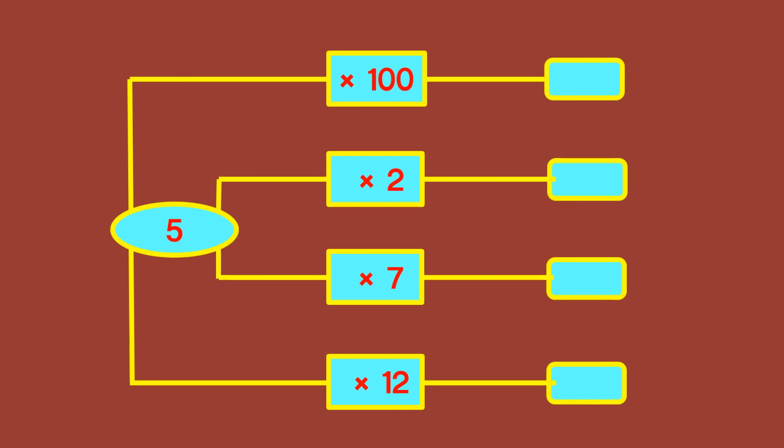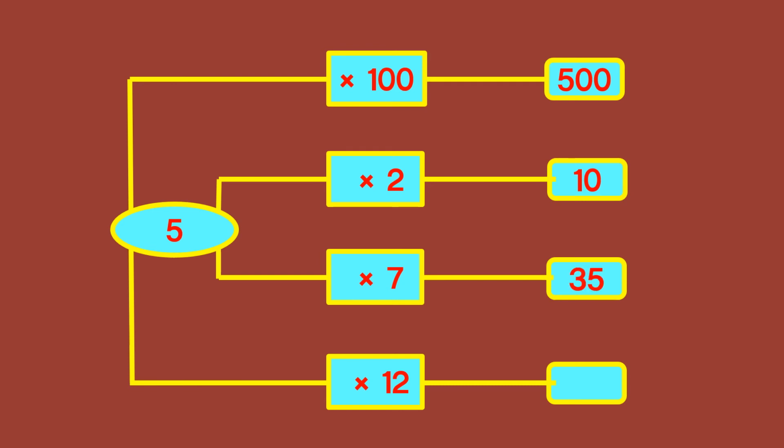Now have a look at this table. So I'm going to go through the branches. 5 multiplied by 100. So what is the answer? Yes, that is 500. Then we'll go through the next branch. 5 multiplied by 2. So can you tell me the answer quickly? Yes, that is 10. Next one. 5 multiplied by 7.